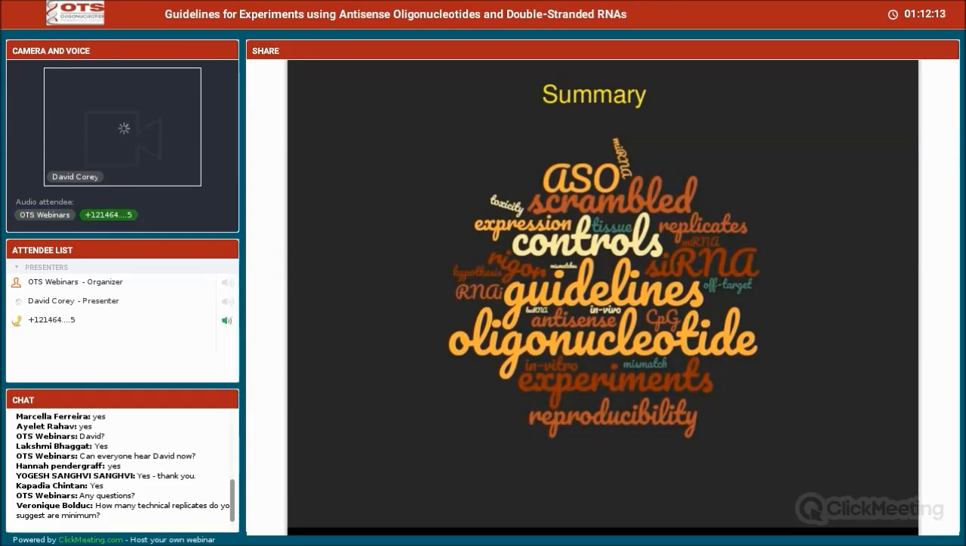How many technical replicates do you suggest are a minimum? That's a great question. Our frataxin work is a good example of how I'm going to answer that question. In that case, the difference between the unactivated and the activated state was at best only about 3 or 4-fold. Because the difference was relatively slight, many more replicates, both technical and experimental, were necessary.